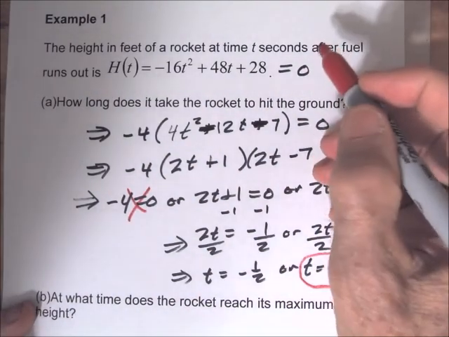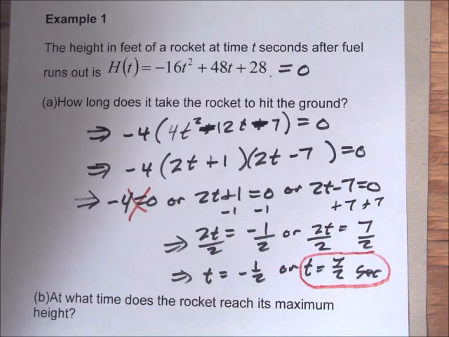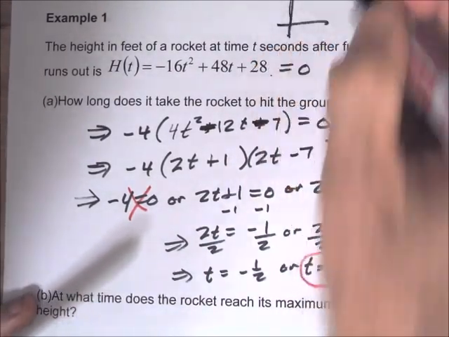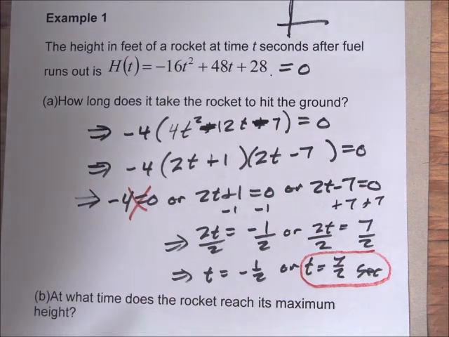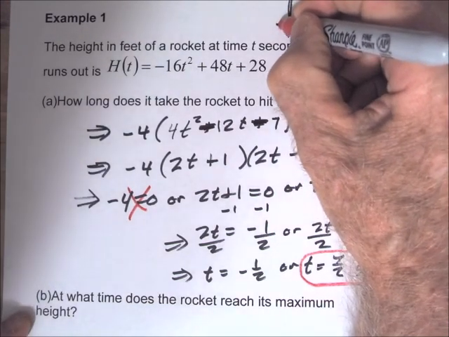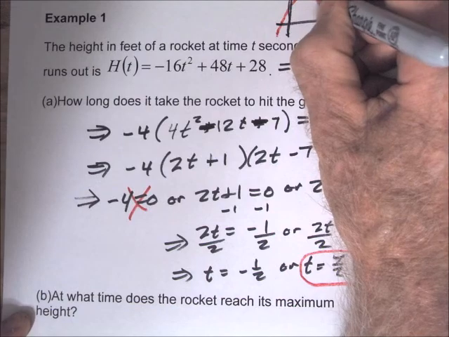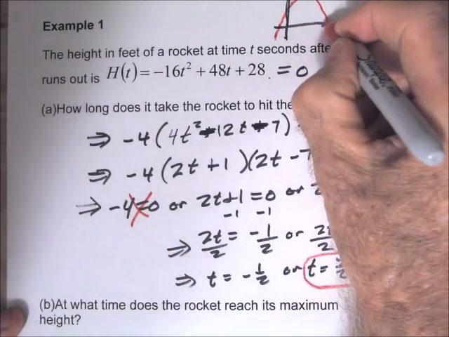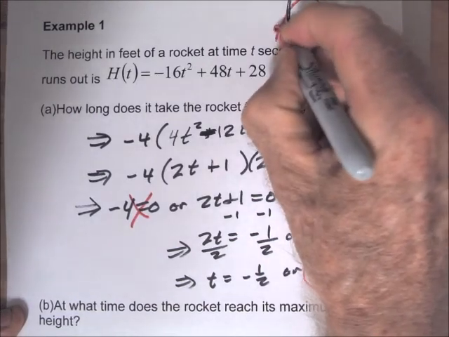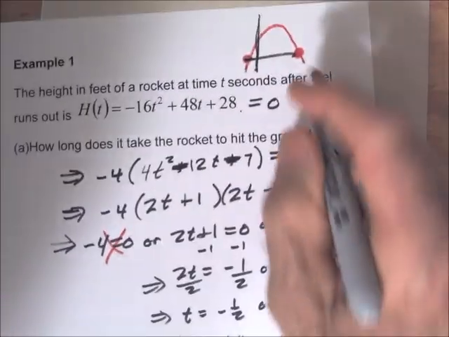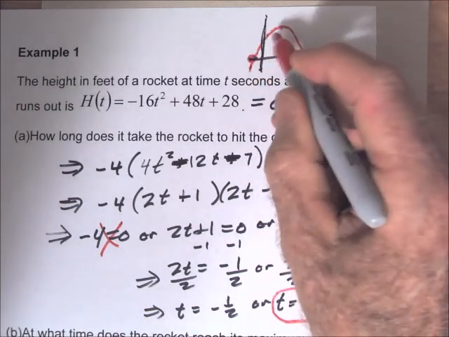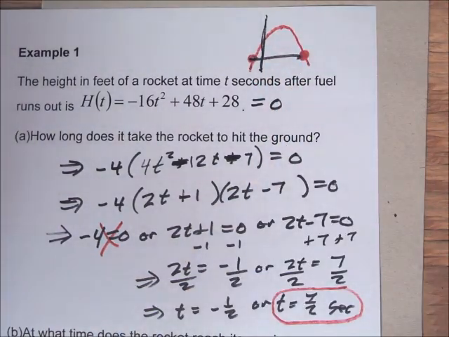Parabolas are symmetric. The graph of a parabola comes back to transformation of functions again, but the graph is going to look something like this. We have one t-intercept here and one over here, and the maximum height is halfway between. Because of the symmetry of the parabola, the maximum height is going to be halfway in between those two t-intercepts.